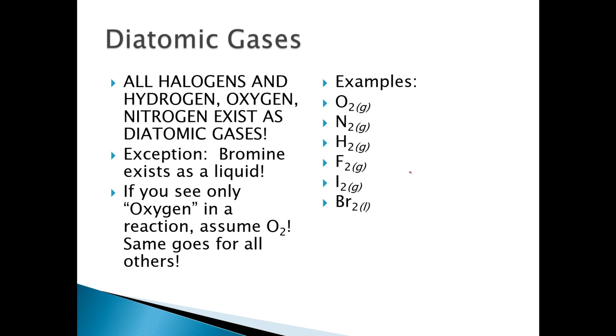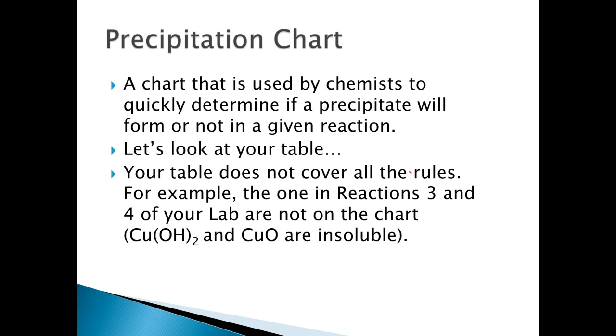And finally, we've covered this already, but all diatomic gases, which are oxygen, nitrogen, hydrogen, fluorine, iodine, and bromine. The only thing is bromine is a liquid at room temperature. So if you see only oxygen in a reaction, assume O2. Same goes for all the others. We've kind of covered that already. So that's your miscellaneous stuff.